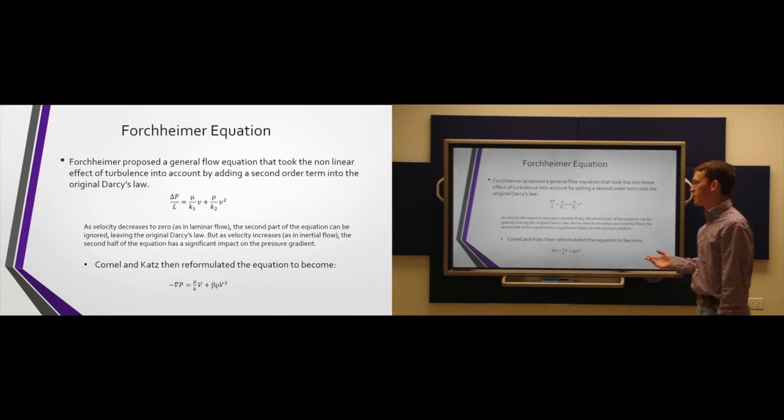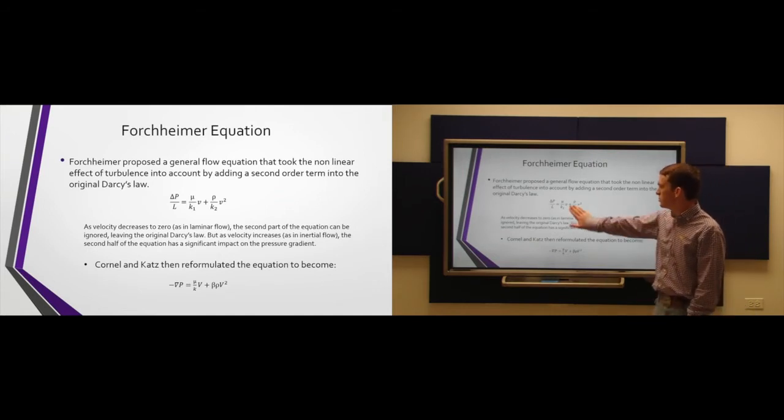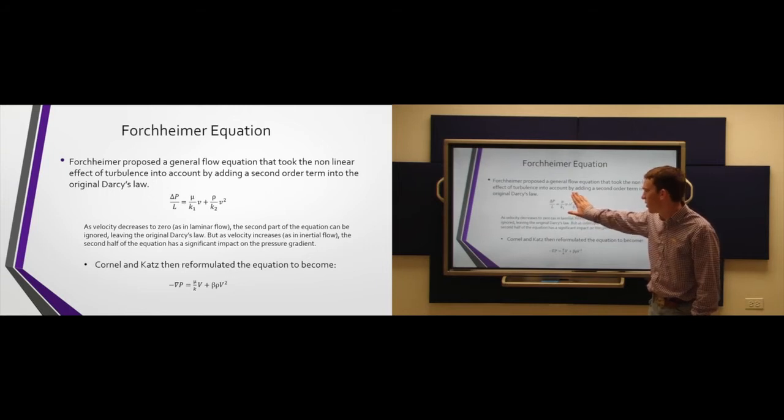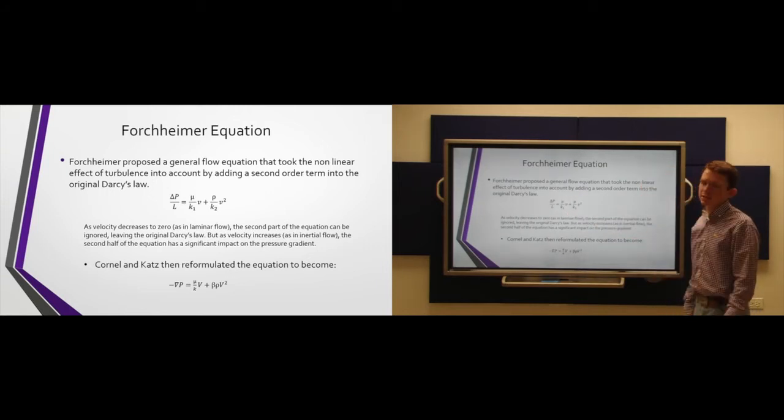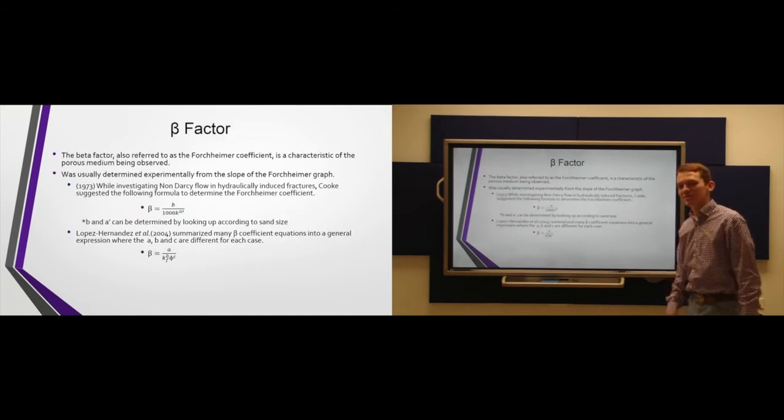As velocity decreases, as in laminar flow, the second part of the equation can be ignored, leaving the original Darcy's law. But as velocity increases, as in inertial flow, the second half of the equation must be taken into account because it has a very significant impact on the pressure gradient. The beta factor, also known as the Forchheimer coefficient, is characteristic of the porous medium being observed. It is usually determined experimentally from the slope of the Forchheimer graph.